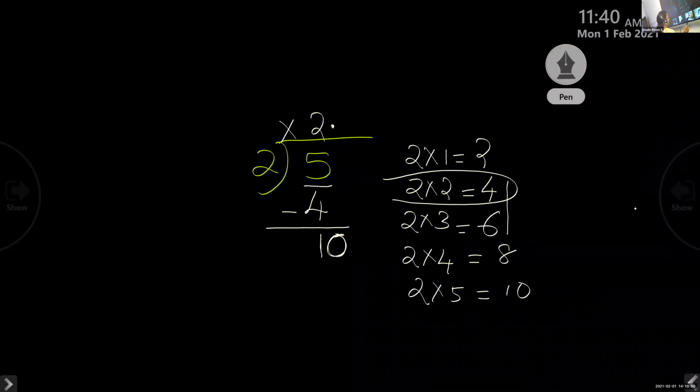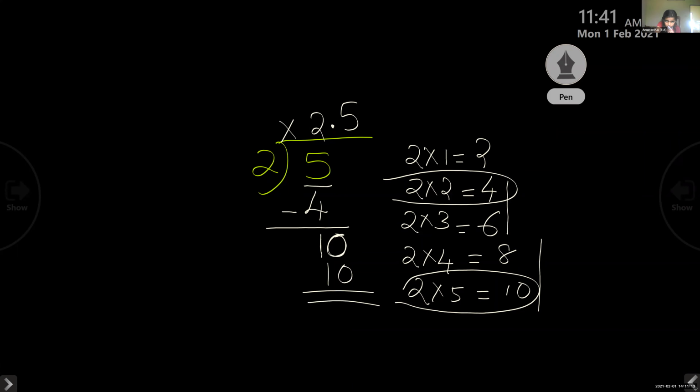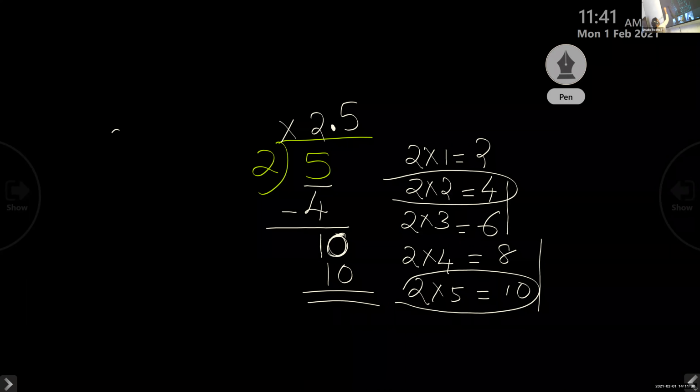Yes, ma'am. Now look here, 10. What can we write here? You have 10 in the multiplication table also. So 2 times which number? 2 times 5 is 10. So children, here 2 into 5, the answer is 10. Look here, 5 is a number with no decimal, and when we divide by 2, you get the remainder 1. So when we add 0, we have to place the decimal point over here. 5 twos are 10.